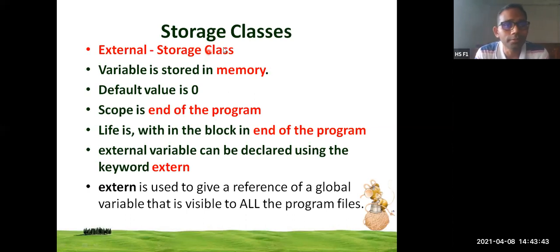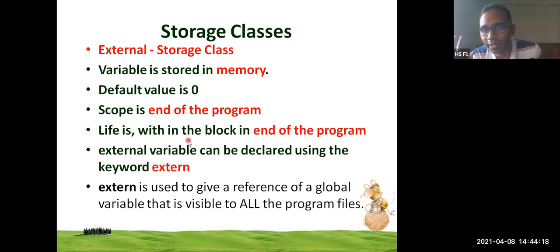I'll show that. So the external storage class variable is stored in memory. Memory means data segment. Default value is 0. Scope is the end of the program. Till you terminate the program, this program is going to work. So the lifespan is within the block as well as till the end of the program. External variable can be declared using the keyword extern.